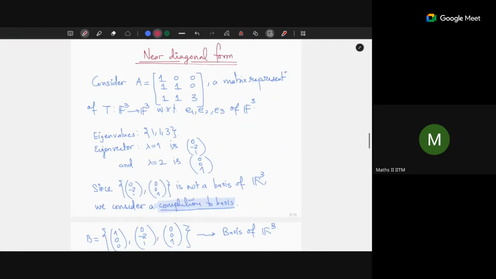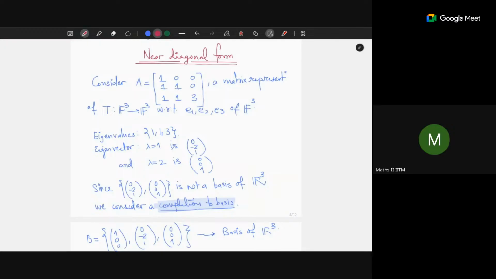Okay, so next topic is near diagonal form. We have noticed that not every matrix is diagonalizable. So what we can do is either find a basis with respect to which it becomes an upper triangular matrix, or find a near diagonal form.